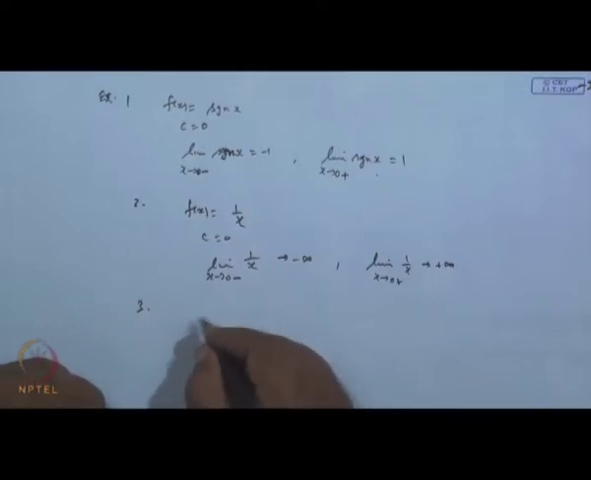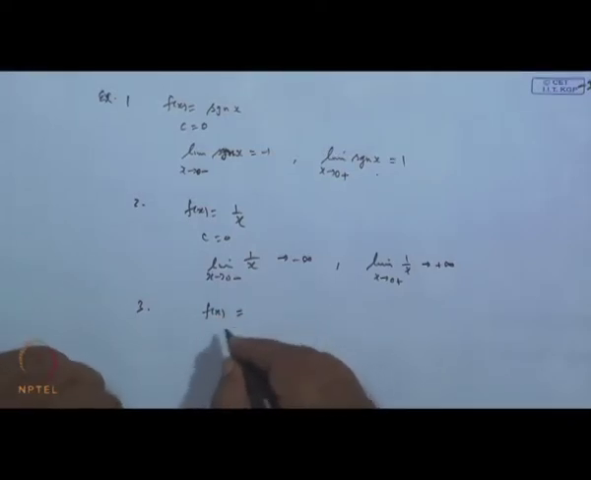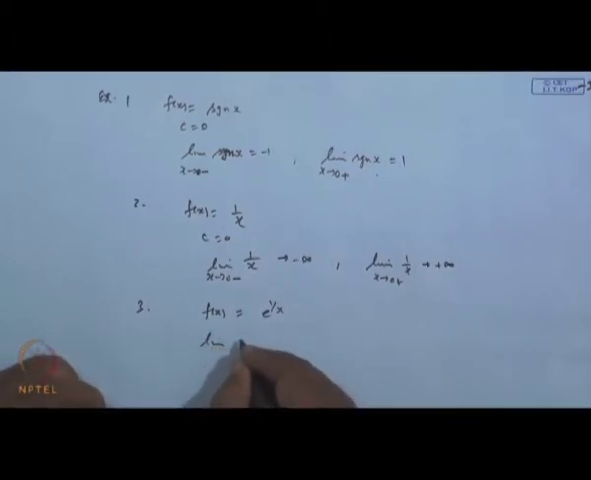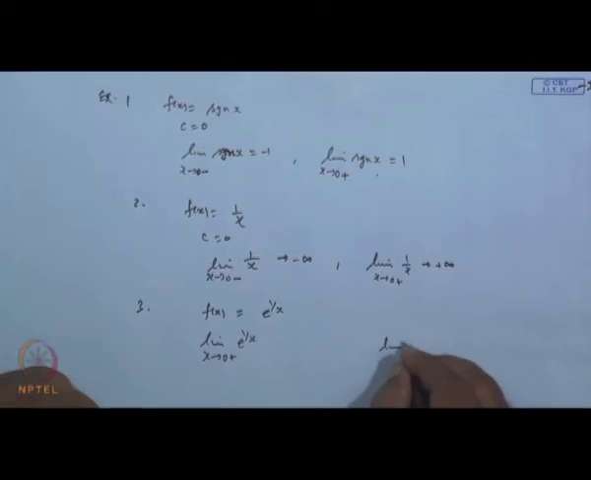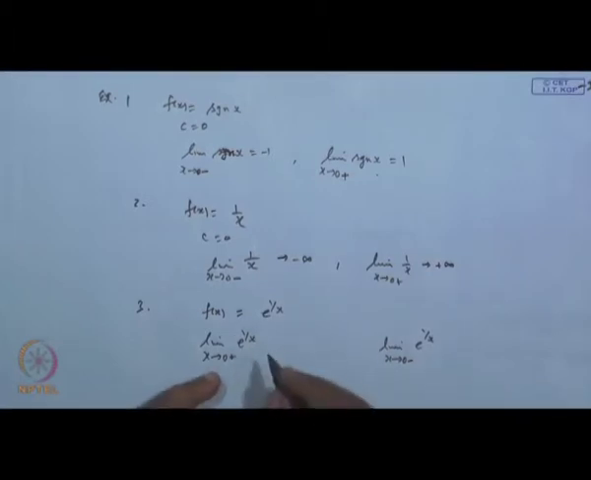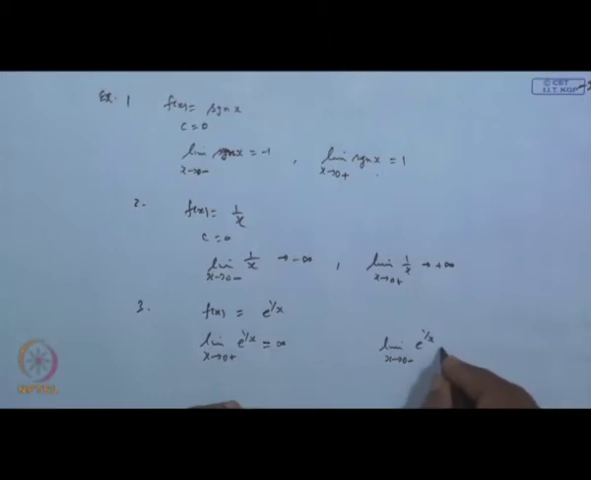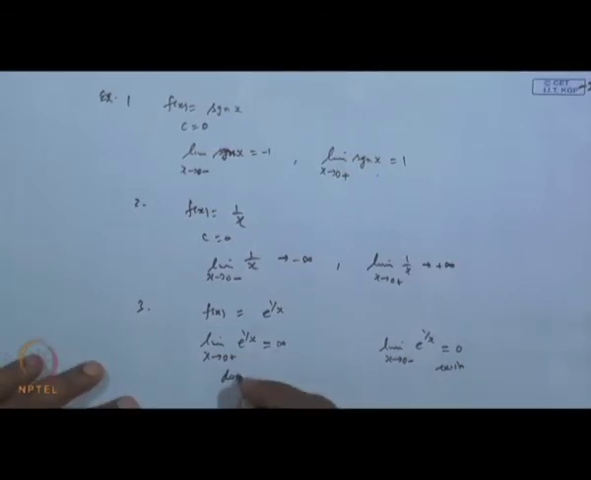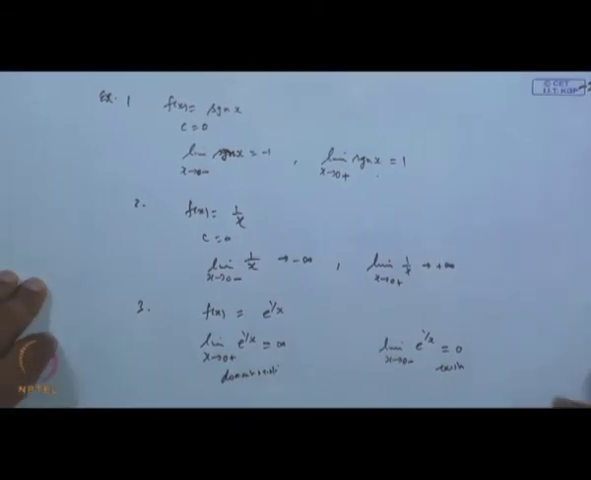The third case is if we look at the function f(x) equal to say e to the power 1 by x. Suppose I take this function e to the power 1 by x, and then we take the limit of this function when x tends to 0 plus, or the limit of e to the power 1 by x when x tends to 0 minus. What we will say here is that when x tends to 0 plus the limit will be infinity, while in the other case the limit comes out to be 0. So the left hand limit exists, but the right hand limit does not exist as a finite value, it is infinity. Okay. The reason for this is simple.